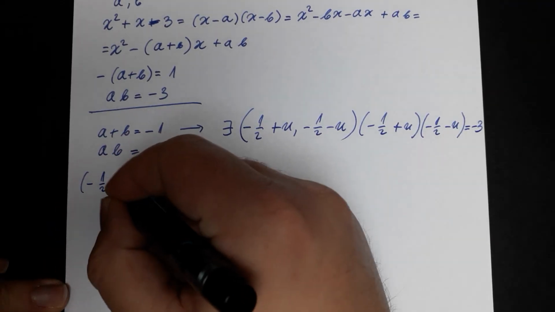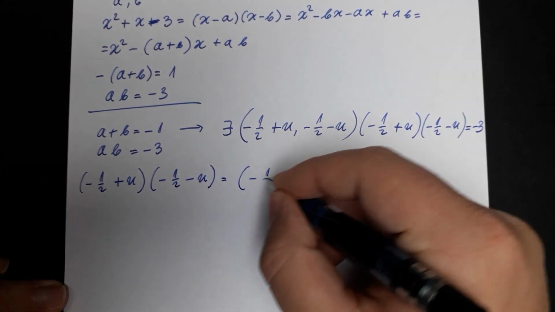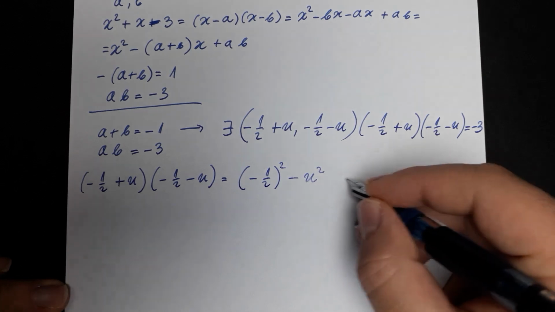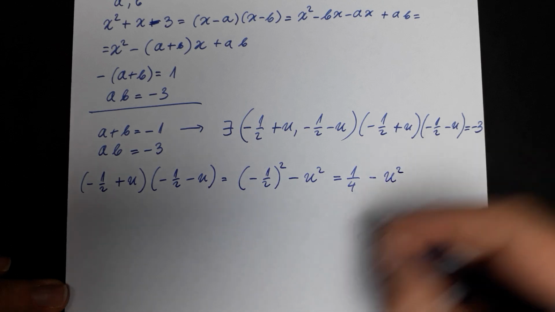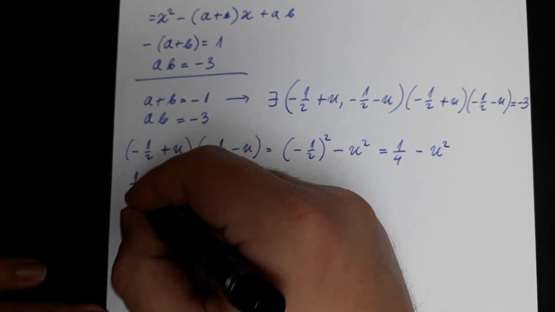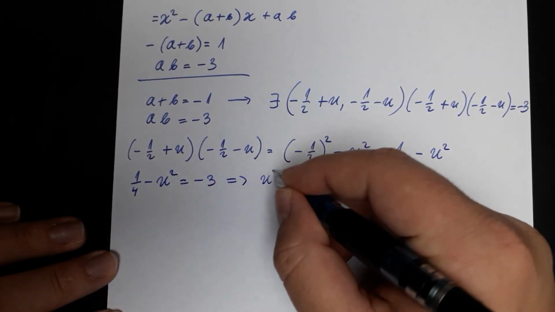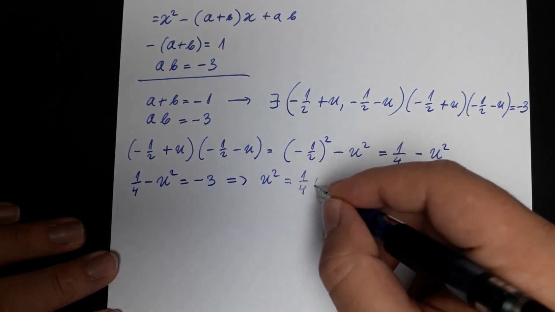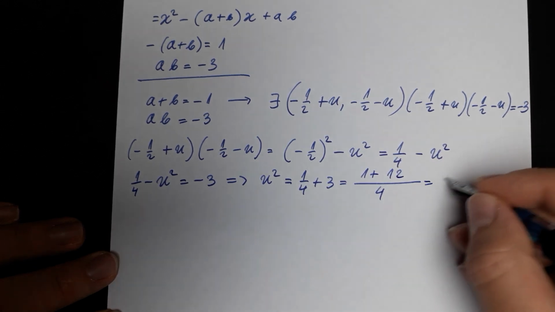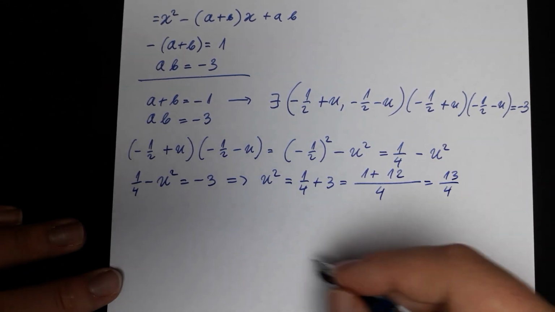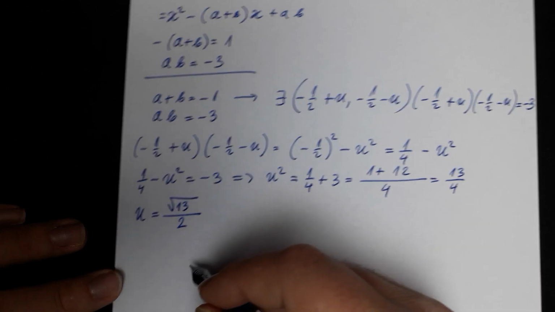Negative 1/2 plus u times negative 1/2 minus u is equal to negative 1/2 squared minus u squared, which is equal to 1/4 minus u squared. That means that 1/4 minus u squared is equal to negative 3, and that means that u squared has to be equal to 1/4 plus 3, which is equal to 1 plus 12, and that is 13/4. So u is then equal to the square root of 13 divided by 2.